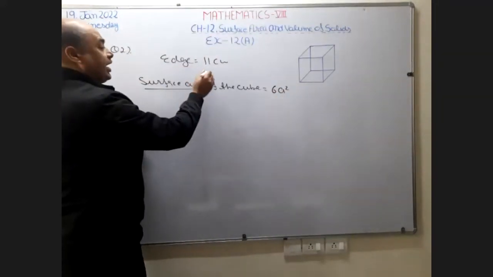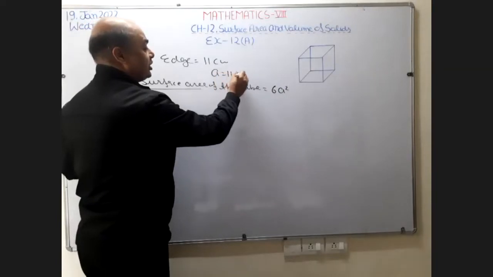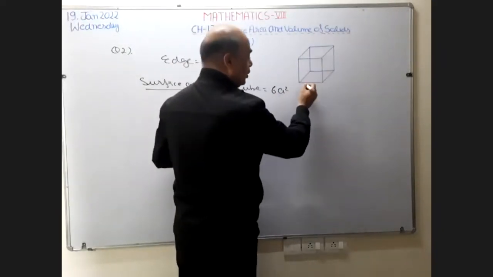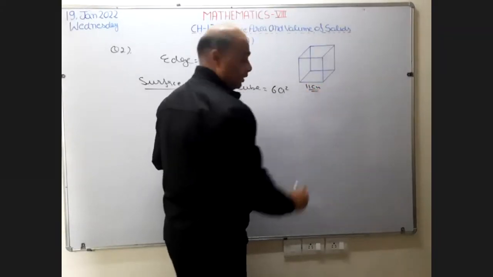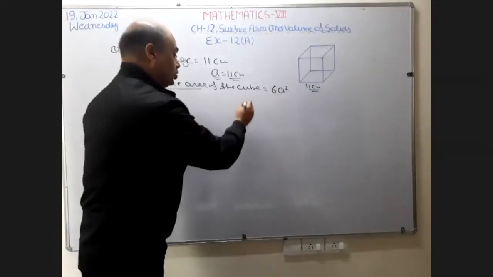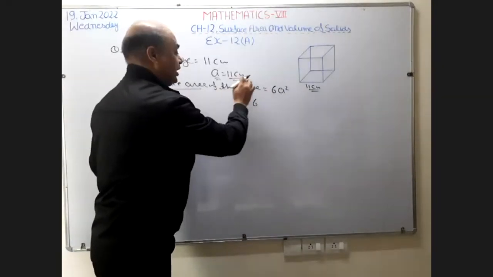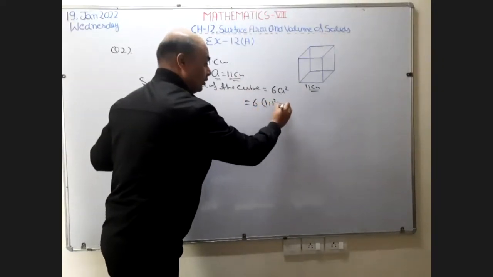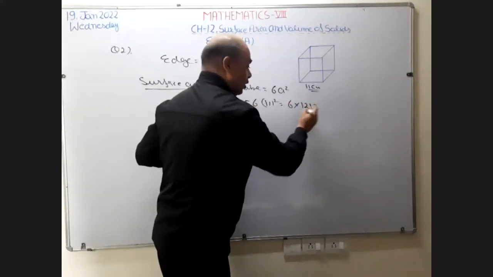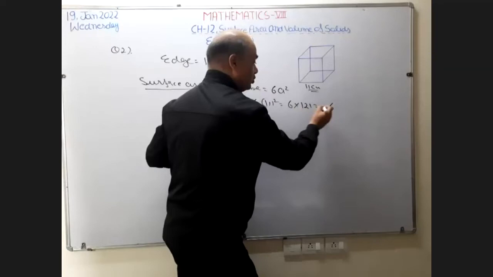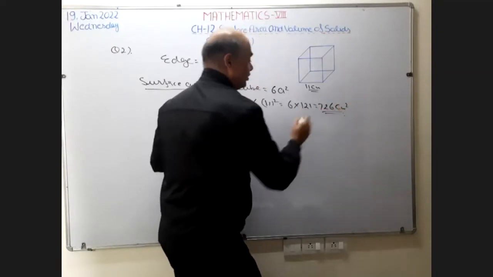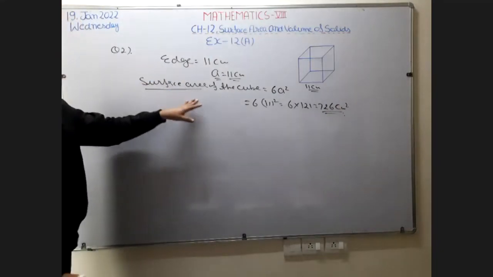Now in this question, the edge of the cube is given, 11 centimeter. Edge means side a. So this is the shape of the cube, and this one edge is given as 11 centimeter. The formula is simple. We're going to use 6a square. So 6 is going to remain the same. What is a? 11. So 6 into 11 square, which is 121. Now multiply these two terms. 6 times 1 is 6, 6 times 2 is 12, and 6 times 1 is 6, so 726 centimeters square. This is the answer of the second part.